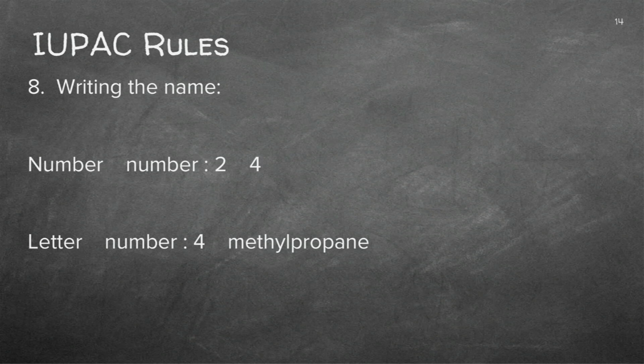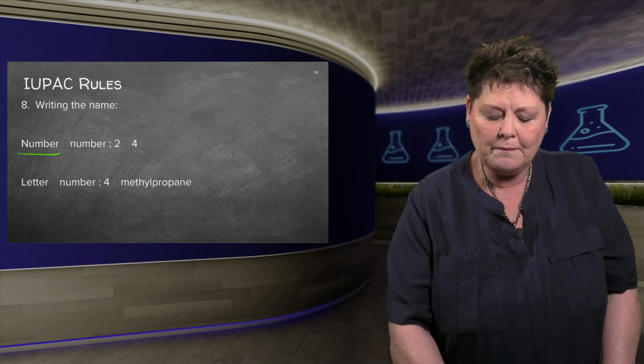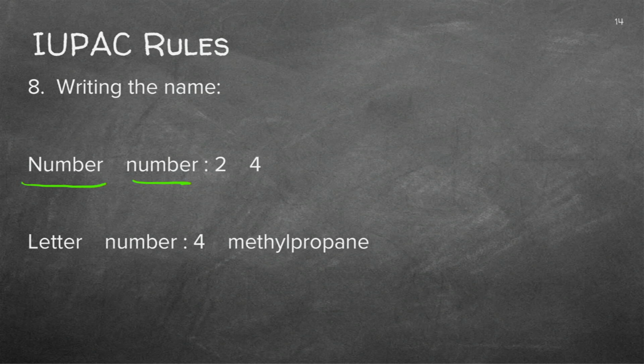Finally, writing the name. And it's important, you lose all your marks if you don't have it correct. Between a number and a number, you always put a comma. 2, 4. Between a letter and a number, it's a dash. So I've got a number there, it's dash, and there's a letter.